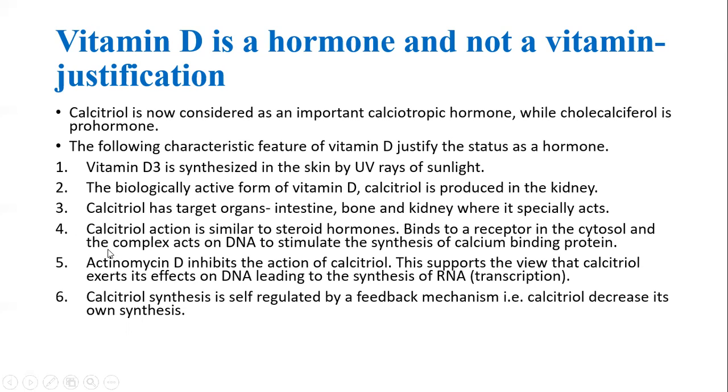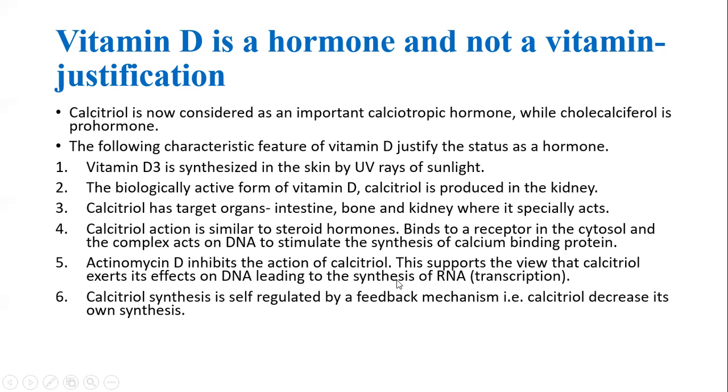Another characteristic: the action of vitamin D is inhibited by actinomycin D. Actinomycin D inhibits the transcription process. After treatment with actinomycin D, RNA synthesis is stopped. That clearly shows that the calcitriol hormone produces a calcium binding protein like other hormones. Next, another characteristic: calcitriol synthesis is self-regulated by a feedback mechanism.